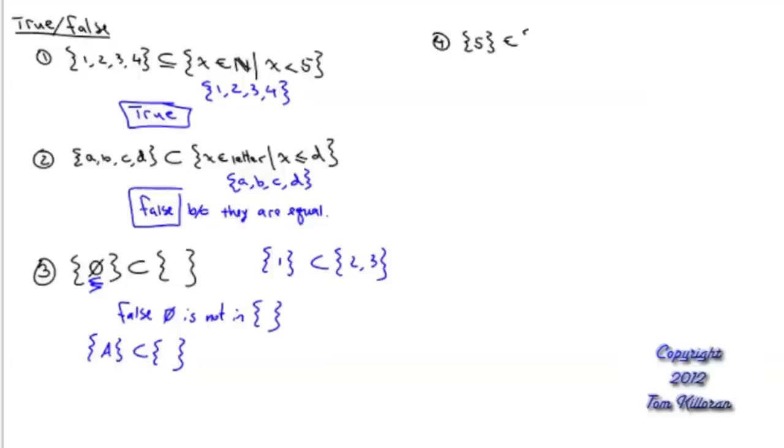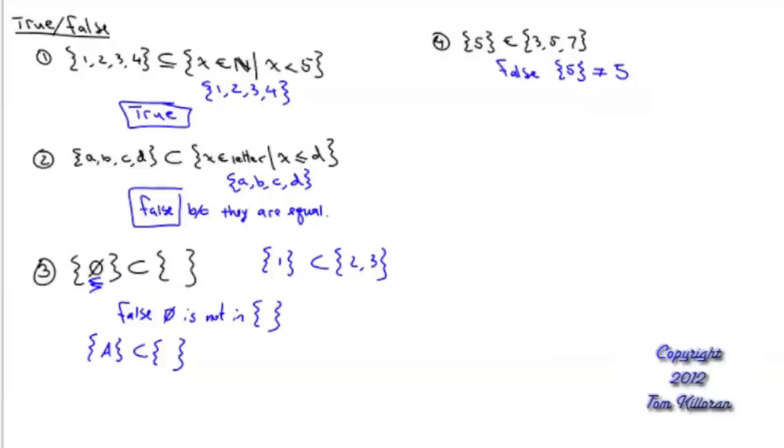True or false? Over here, this is read the set of 5. This symbol is not subset. It is not proper subset. It is an element. Do you see the set of 5 inside of there? No. Guaranteed this is false. The set of 5 is not 5. They are different. Those elements have to be identically read and identically written down.